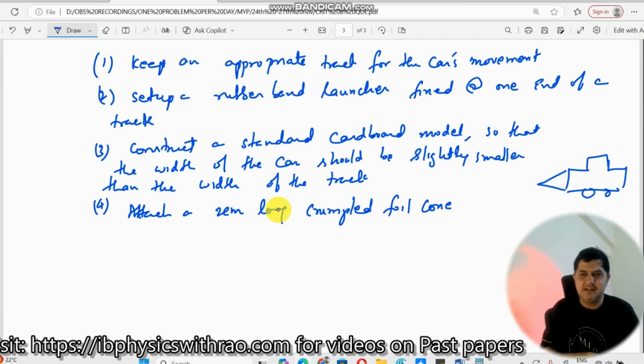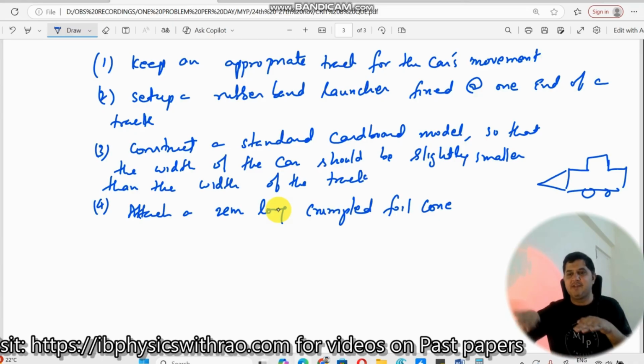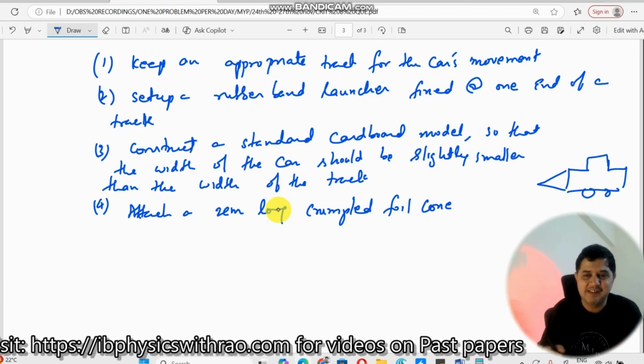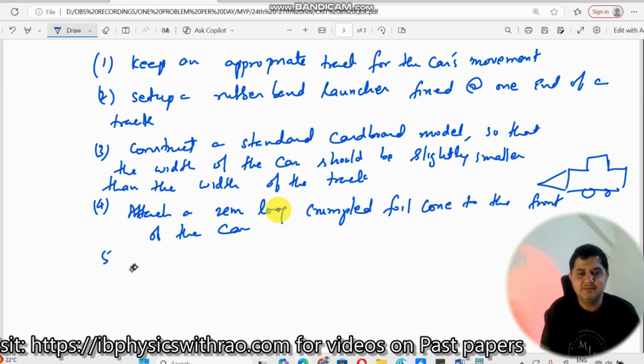In the old Buster Keaton movies, the old trains have something like a slope in front, so even if it hits someone, nothing will happen. He makes this kind of fence over here. In a similar way, this is what we can do. Go to the front and attach a 2 centimeter long crumpled foil cone to the front of the car. Now all the construction part has been done.